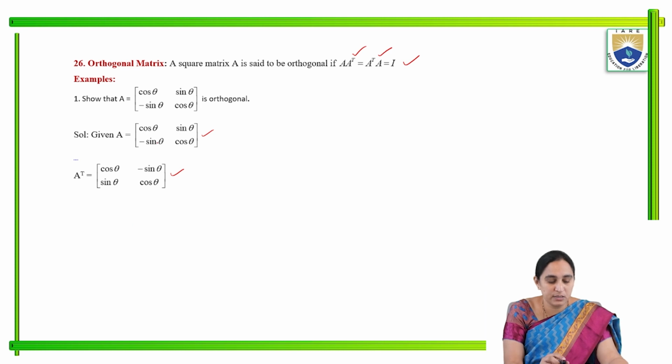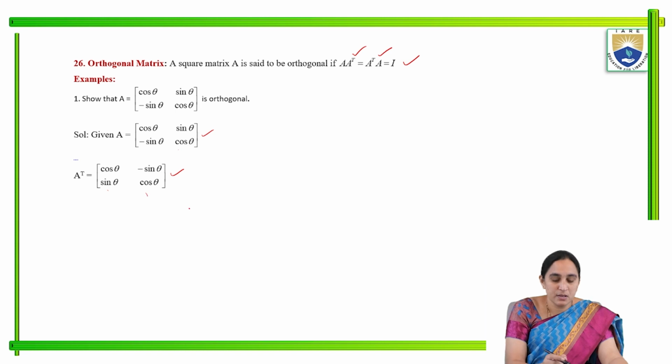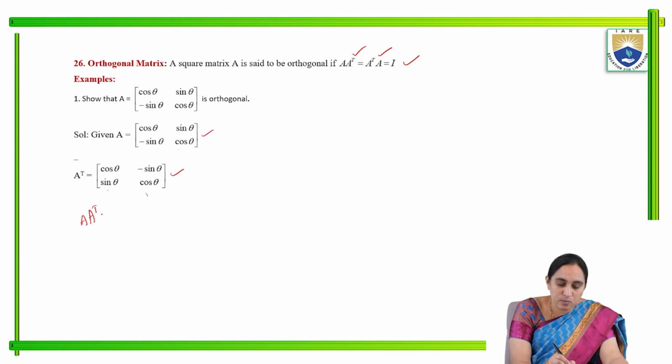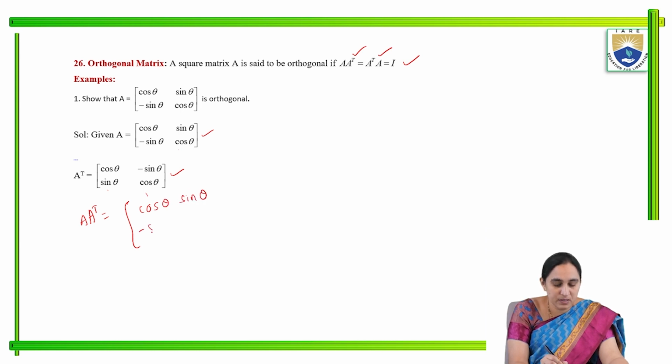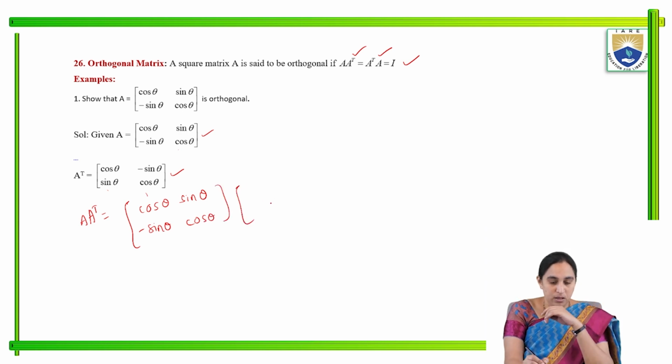Observe how we are finding A transpose. In the transpose, rows and columns are interchanged. Here the row will be interchanged to column. That means A into A transpose is equal to [cos theta, sin theta; minus sin theta, cos theta] into [cos theta, minus sin theta; sin theta, cos theta].